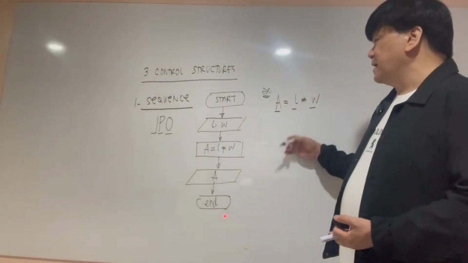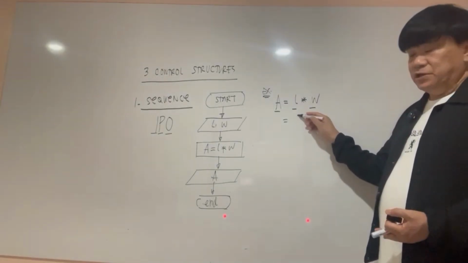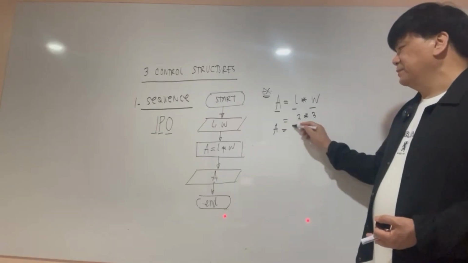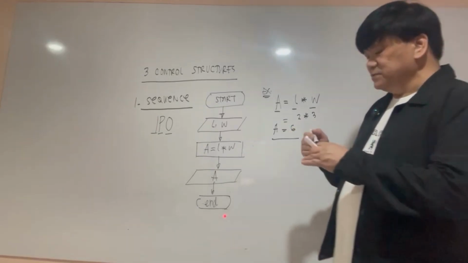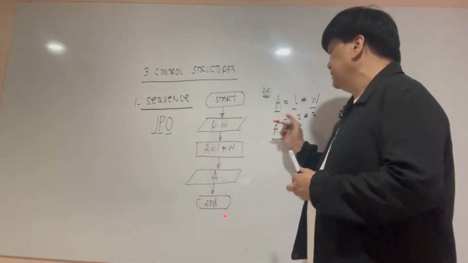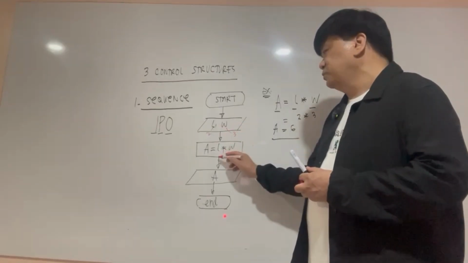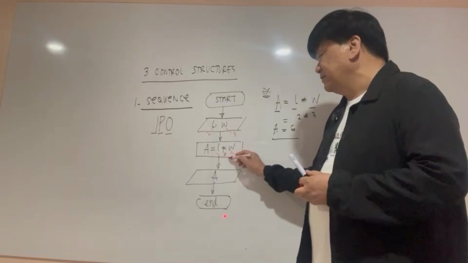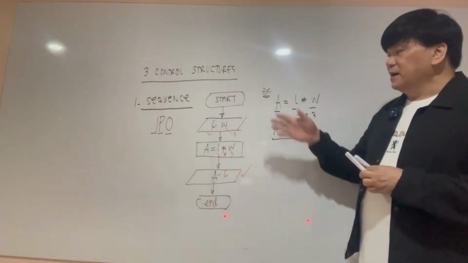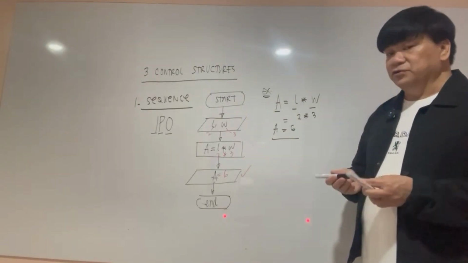For example, let's say length is equal to 2 and width is 3, so your area will become 6. Let us do the simulation. Length is 2, width is 3, so we multiply 2 times 3, and therefore your area is 6. That's how the sequence is done in the control structures.